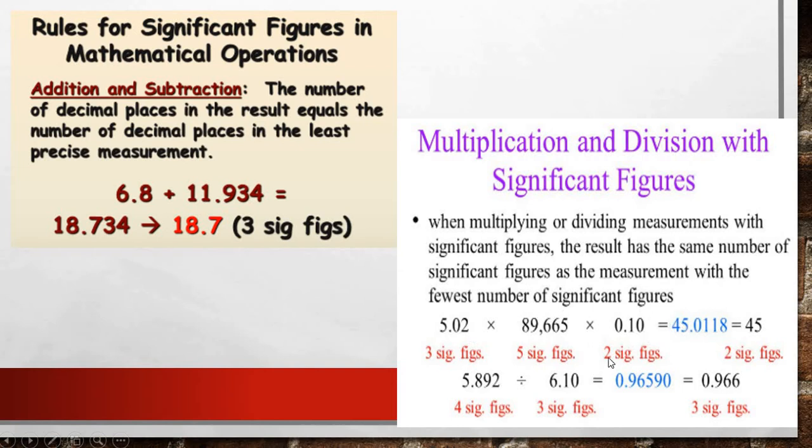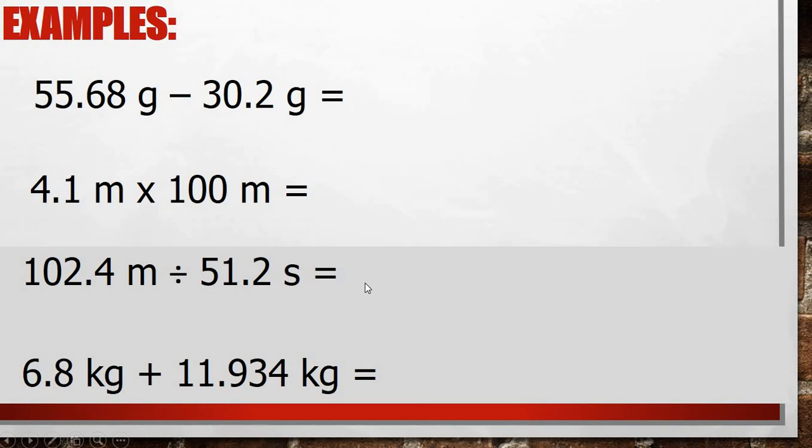So the lowest number is 2, so when I get my calculator answer, I can only report 2 significant figures, which gives me 45. On the bottom one here, when I divide, this first one has 4, the next one has 3. Get my calculator answer, I can only report 3. That 0 in front doesn't count, it's just a placeholder. So let's try some examples and see what you do. Again, pause the video and then bring it back up when you have a chance to do these.